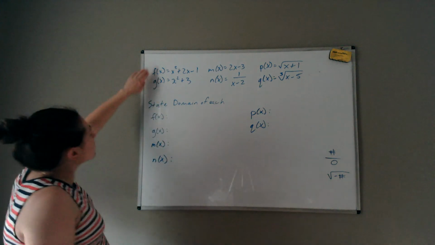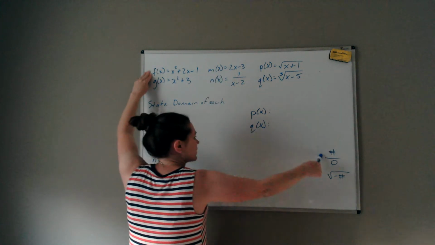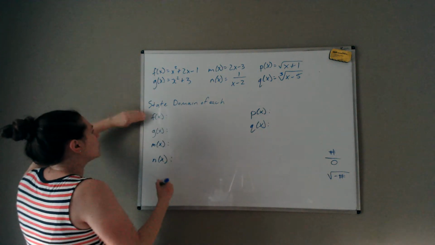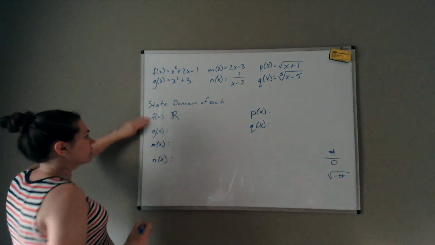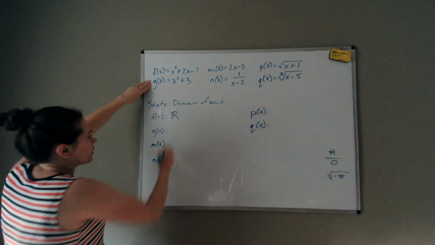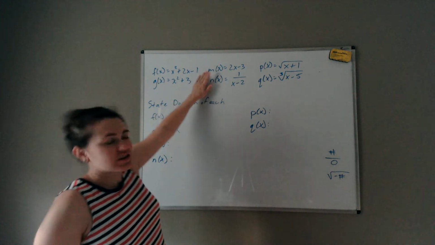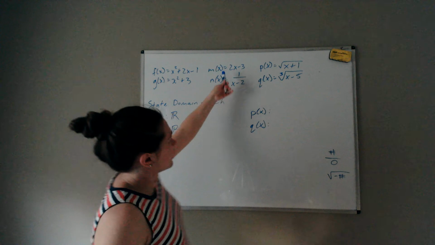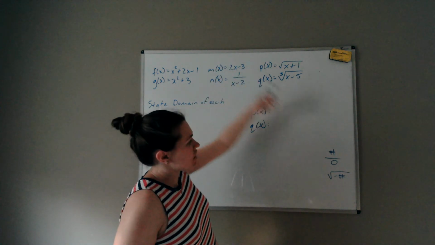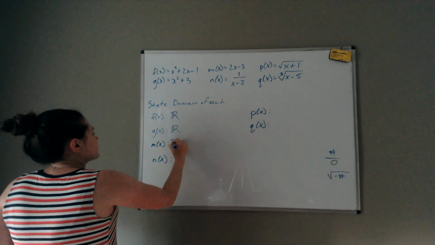So let's see, is there any real number that I can plug in and somehow end up with an output that's like this or this? No. So f of x, any quadratic, right? Domain, all real numbers. G of x is another quadratic, all real numbers. M of x is a linear function, okay? There's no real number that I can plug in that'll output something that's not real. These are not reals, so all real numbers, okay?